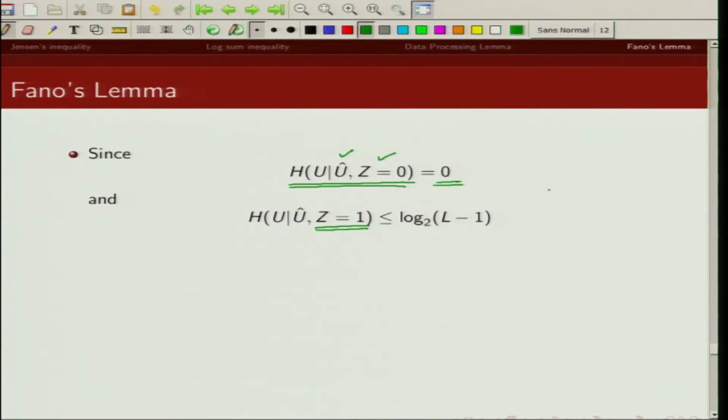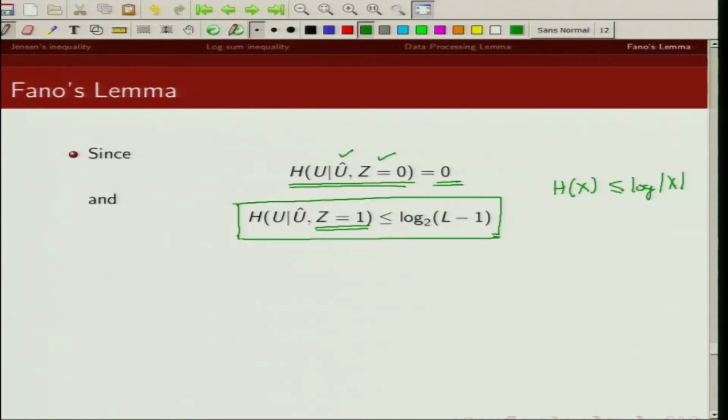We know that if you have a discrete random variable, the entropy is upper bounded by the log of the number of possibilities of X. In this case, the number of possibilities for U is L minus 1, because U is not the same as Û and U is an L-valued random variable. So this entropy is upper bounded by log of L minus 1.